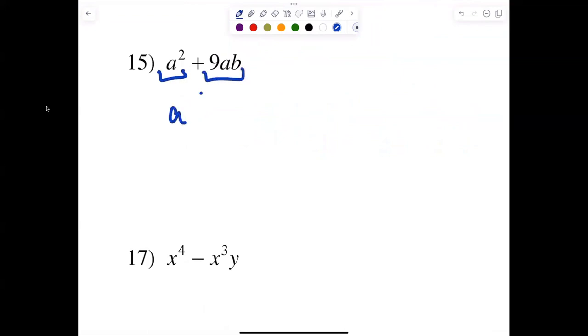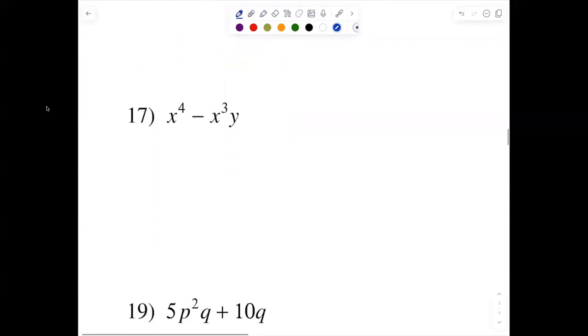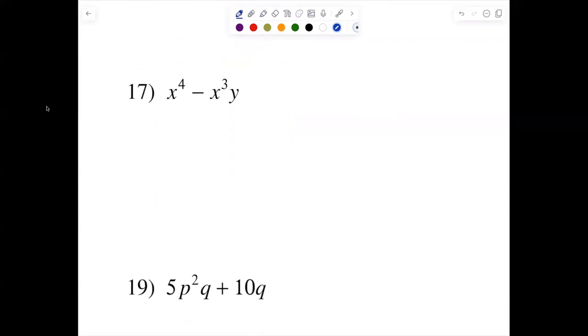AJ, what's common on 15? Just be A, thank you. And then, oh, wait, 9B. 9B, perfect. You understand that, right? That's not hard. All right, over here, what's common? How many? 3. Come on now. There are 3 X's in common. Perfect. Perfect. If you don't know, speak up.